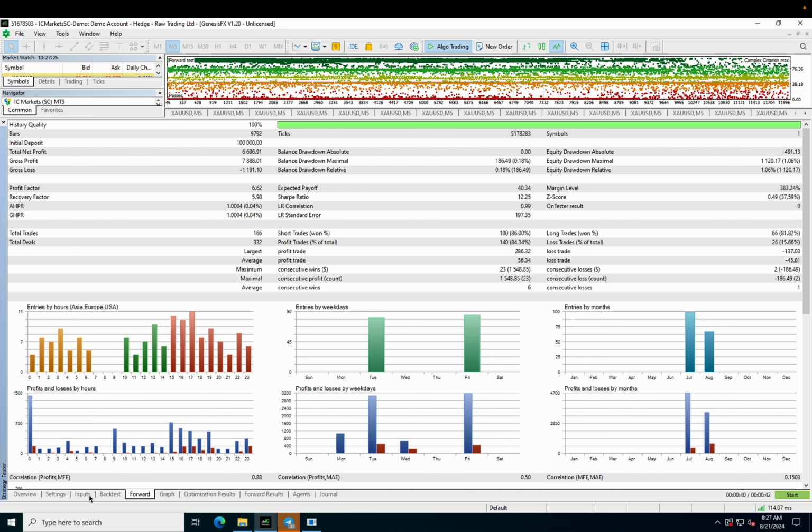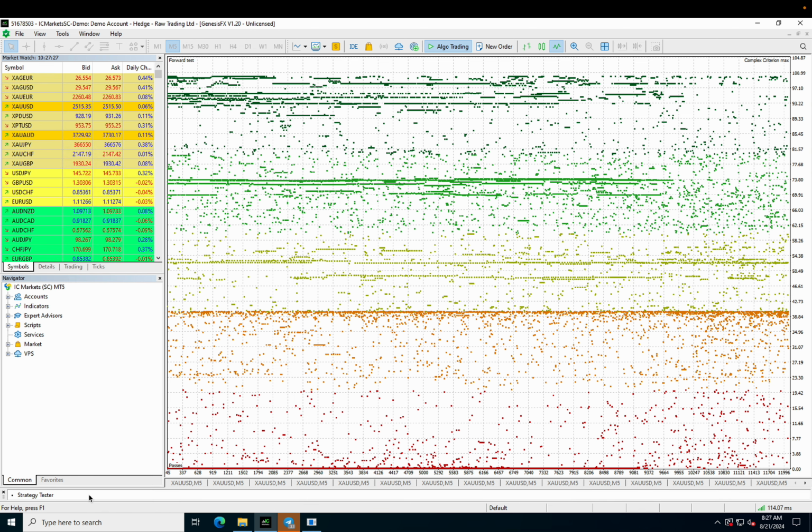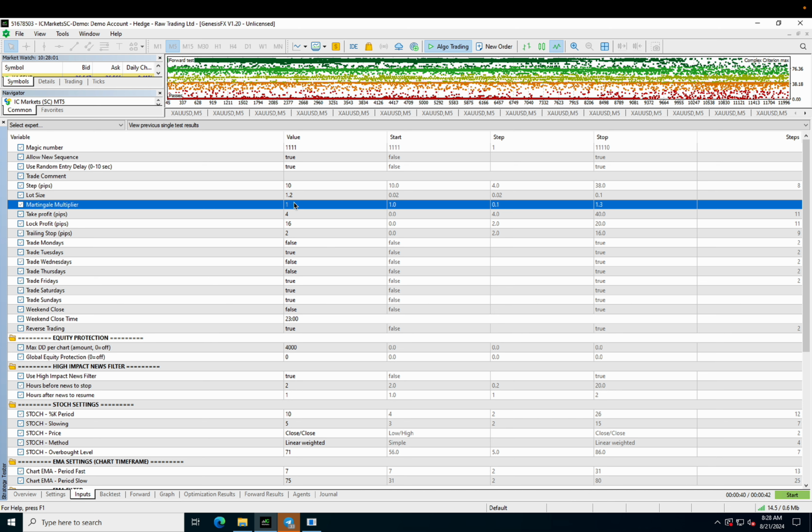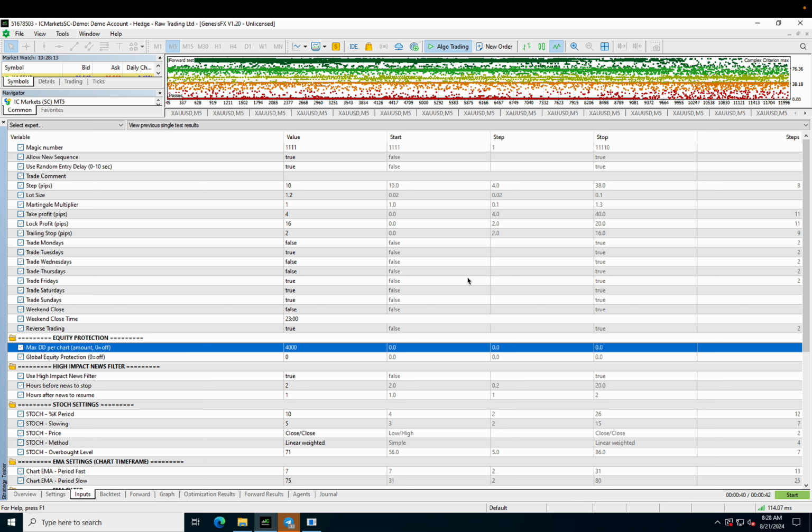Now I'm going to go over the settings or the inputs of the Genesis EA really quickly. This is a set file that is non-martingale, so the lot sizes will not increase as the EA trades over time. You can see here that we have our martingale multiplier set to 1, meaning that it will multiply each trade by 1. Once again, for our 100K account, we are recommending to use a max drawdown of around 4% to 5%, depending on your prop firm rules.